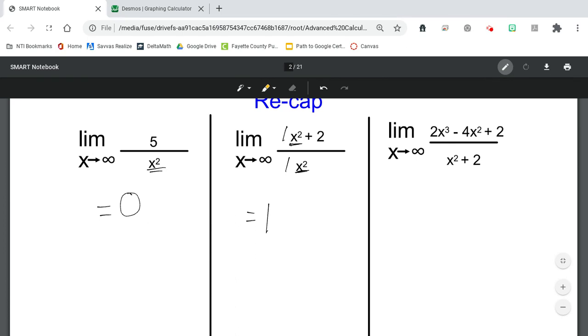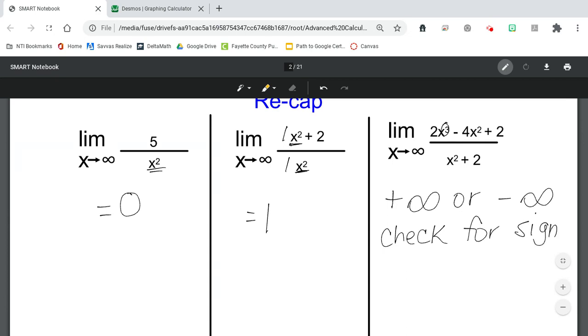Now, in the third example, where the degree in the numerator was higher than the degree of the denominator, you would have to say, okay, well, to evaluate this limit, I know it's going to either be positive infinity or negative infinity, and we just have to check for the sign. Okay, well, today we are going to keep the same reasoning, but like I said before, our functions are going to get a little more complicated, and we need to add the idea of dominance.